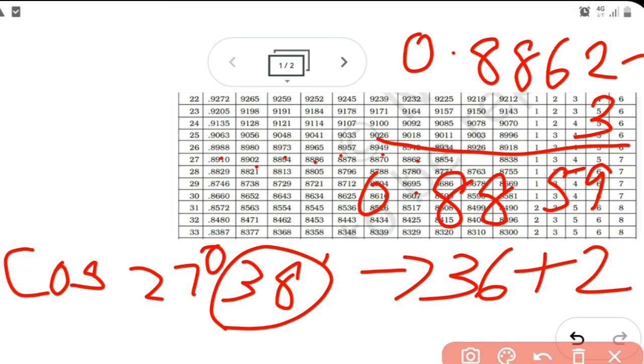So while doing sine and tan, it's enough to add the value from the mean difference column. But in finding cos, you have to subtract the value from the mean difference column. Now some examples I will show. You try yourself and verify whether you are getting the same answer or not.